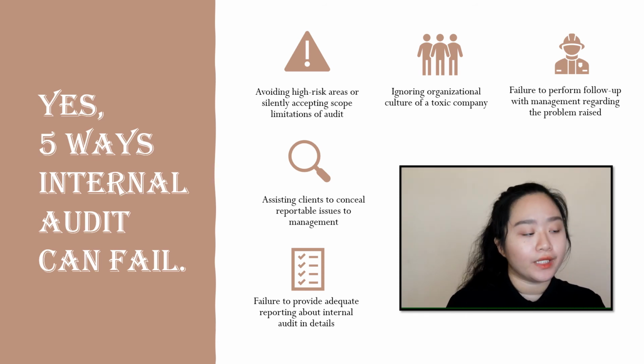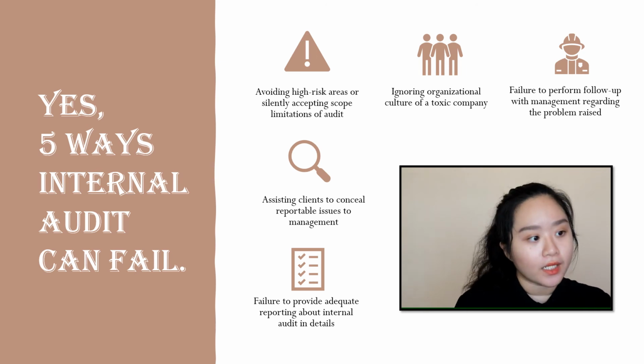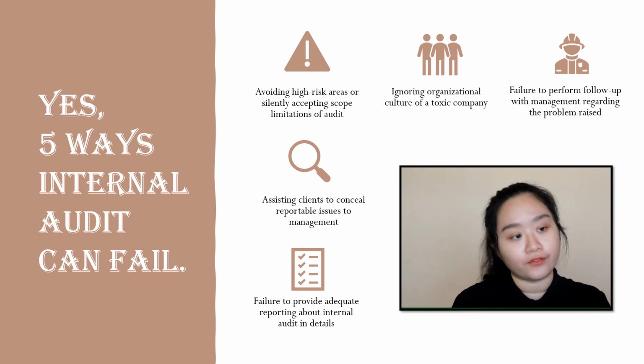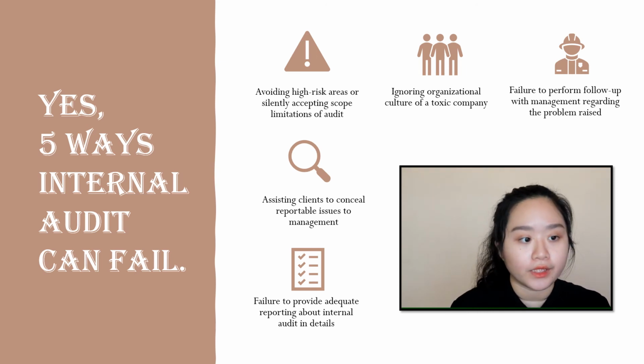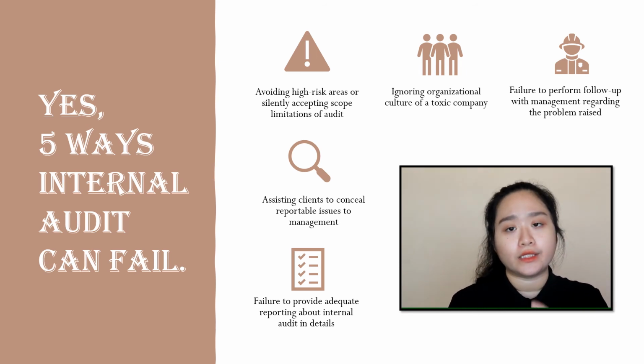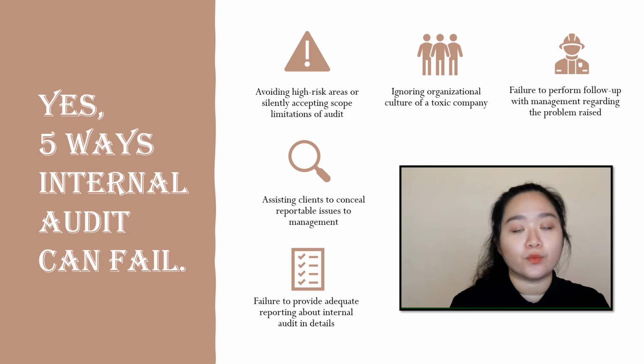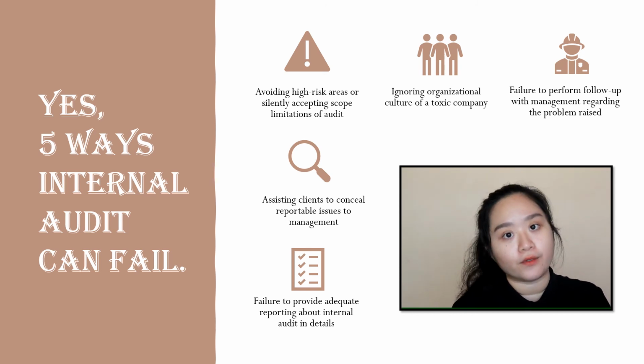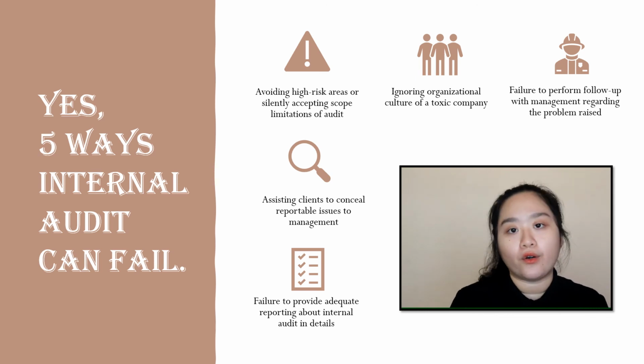First is avoiding high-risk areas or silently accepting scope limitations of the audit. This is because there are times when management asks internal audit not to look at an area specifically. They know there are problems in that area, yet the internal audit does not have the expertise to address such critical risk. Therefore, the board may not be aware how serious the problem is, and there may be undiscovered issues in the problem area.